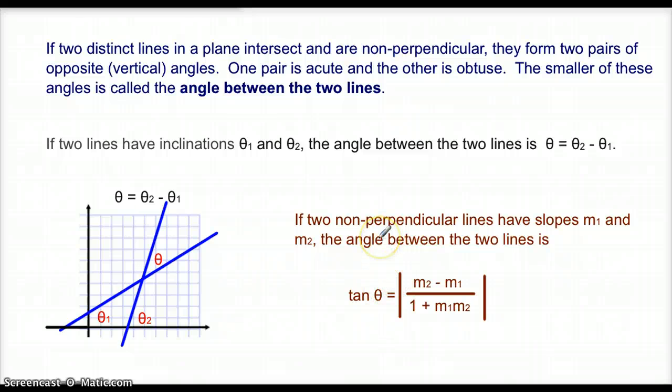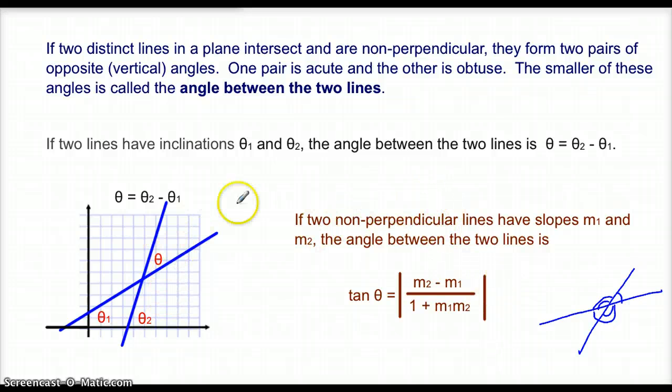So if we have two lines and they intersect in a plane, they create two angles. Let's just draw a quick little diagram down here. Two lines that intersect like that. We're going to have this angle and this angle, and those are the same value, right? They're vertical angles, and they are acute. And then we have two obtuse angles, this one, which is equal to this one. We say that the angle between these lines is the smaller of these angles. So it's going to be this first one that we put in there, the acute angle.